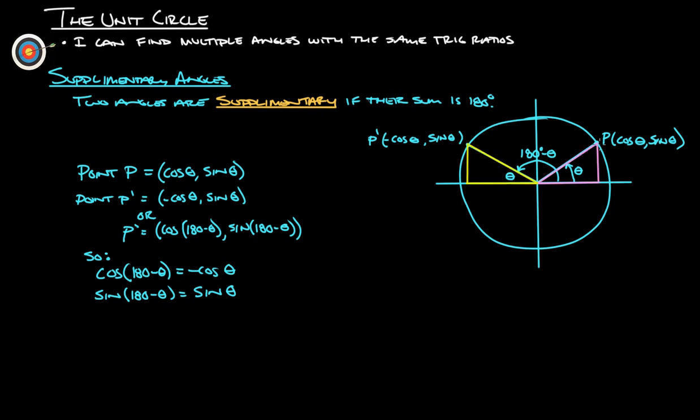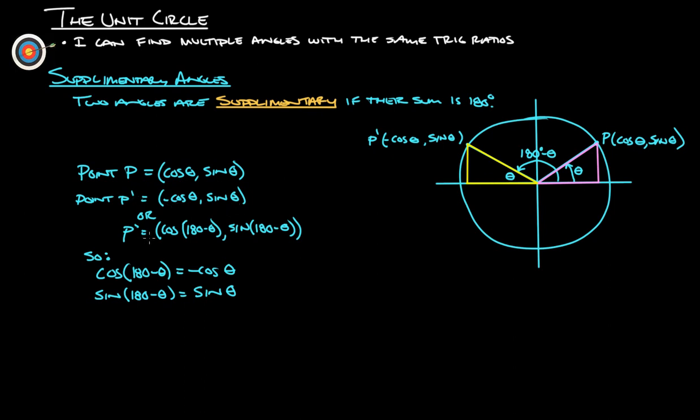So we've got point P here, and then we've got P prime. The P prime has got the same y value. It's still going up however far the sine theta is. So the sine theta is the same for both of those, but instead of going to the right from 0, it's going to the left. So that means that our x is going to be negative. So our cosine theta over here is positive, and the cosine theta over here is negative. So point P is cosine theta, sine theta. P prime is negative cosine theta, sine theta.